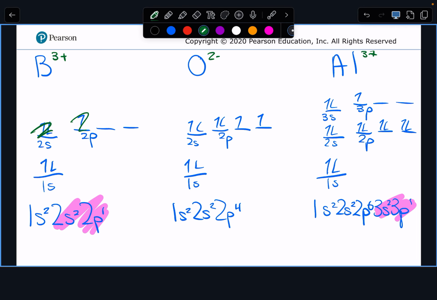It's not a coincidence that you get rid of an entire shell. That is usually what happens: you're going to remove an entire shell's worth of electrons. So aluminum 3+, same thing. All of those would be gotten rid of. With the electron configurations, you're just going to remove those electrons. And with oxygen, you're going to add electrons.